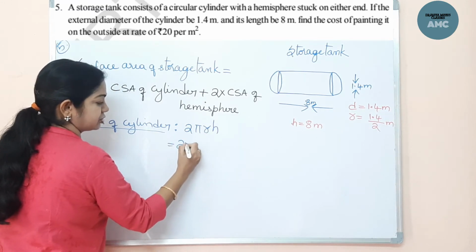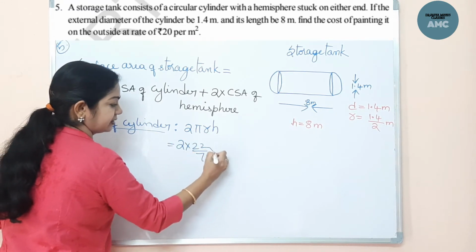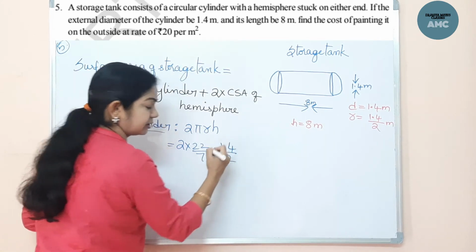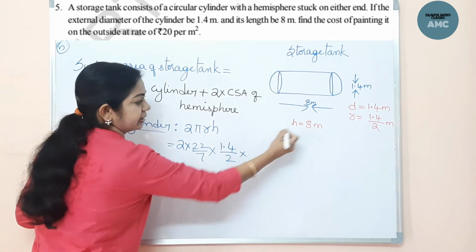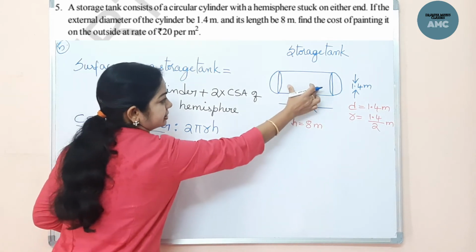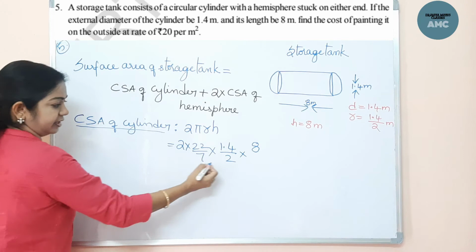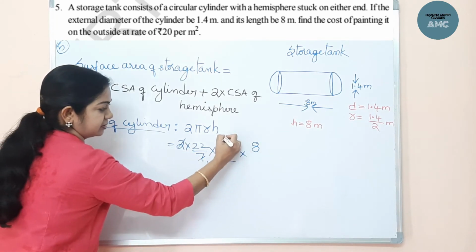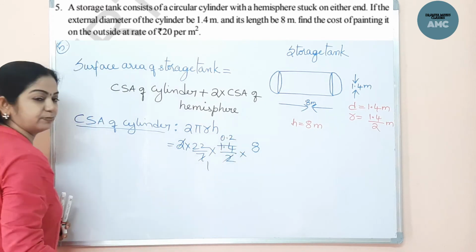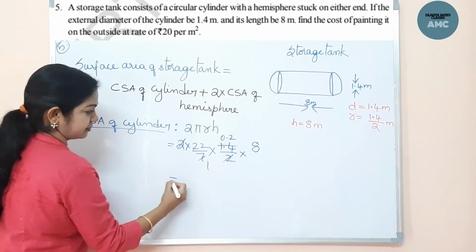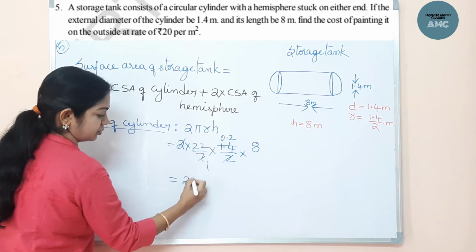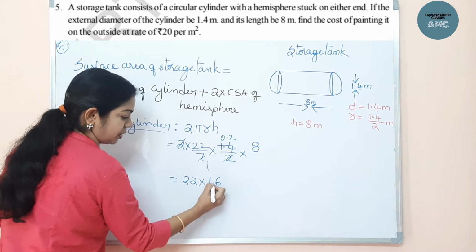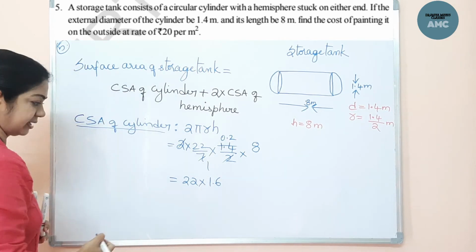That is equal to 2 into 22 by 7 into r. The r value is 1.4 by 2, or else you can take 0.7, into h, which is 8, this length or the height. Now we'll cancel off the terms. 2 ones are 2, 7 ones are 7, 7 2s are 14. Now here it comes to 22 into 8 2s are 16, but there is a point, so 1 point from the back side, 1.4.